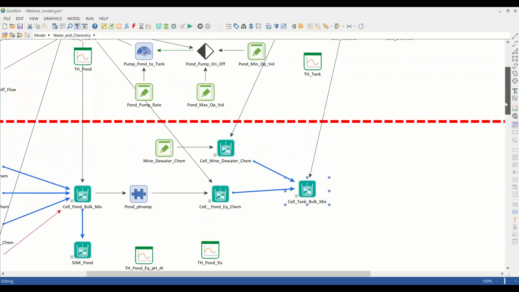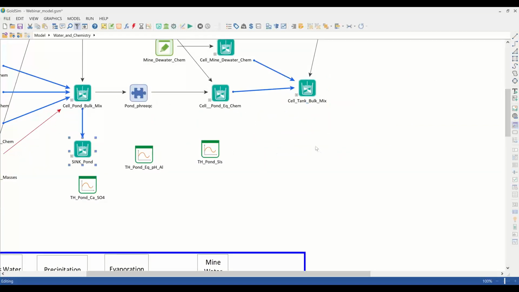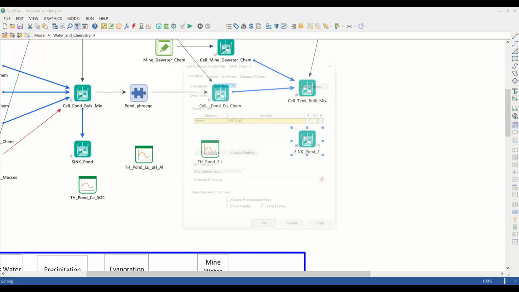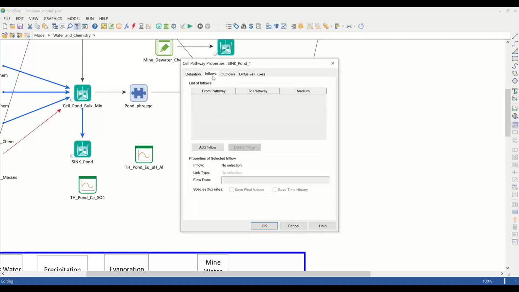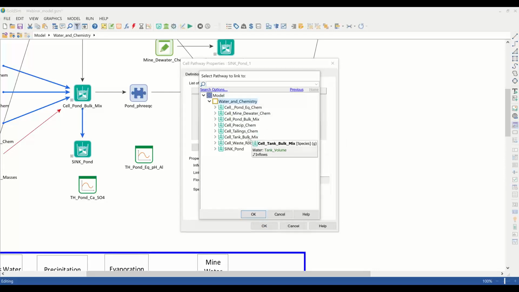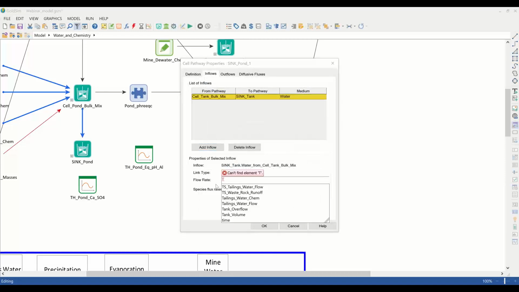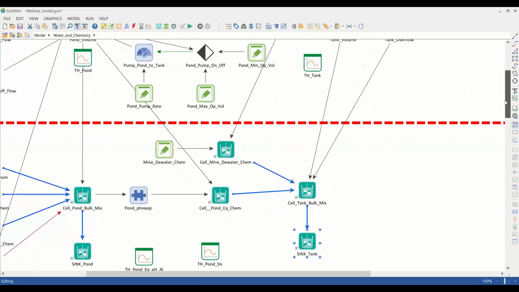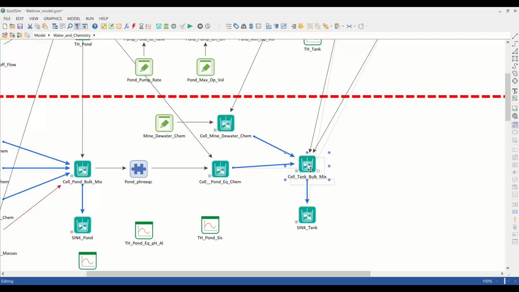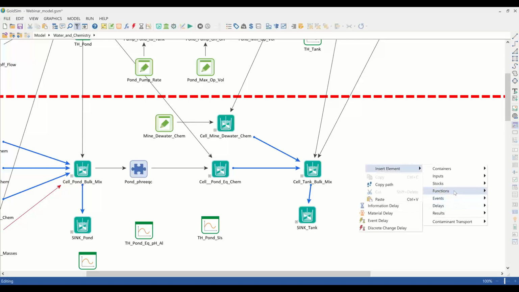So we also have water that's leaving our tank as overflow, so we have to account for that as well. So I'm going to copy this sink, put it over here, and I'll call this the sink for the tank. And then I will specify its inflow is coming from the tank bulk mix. And the rate of inflow is equal to the tank overflow. So that connects us back up to our water balance for the tank. And then finally, I'm going to add in another external element, just like this one, to equilibrate the chemistry in the tank.